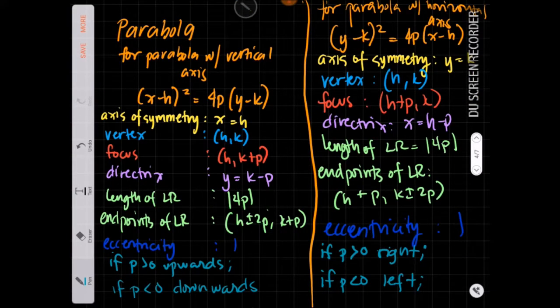Here is a table that summarizes the properties of a parabola. On the left side are the equations for parabolas with vertical axis. These parabolas have the squared part on their axis. On the other side is the formula for parabolas with horizontal axis. The y part is squared in this type of parabolas. You can pause the video if you want to examine the properties more thoroughly.